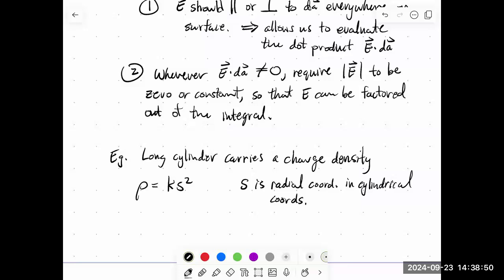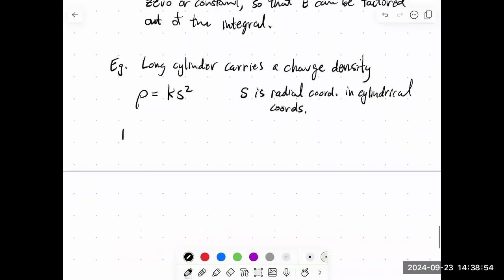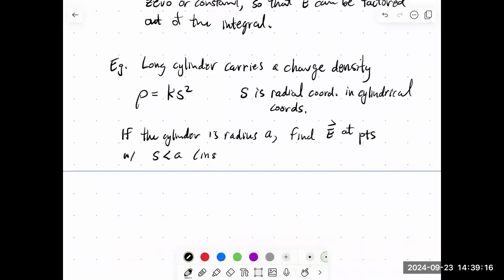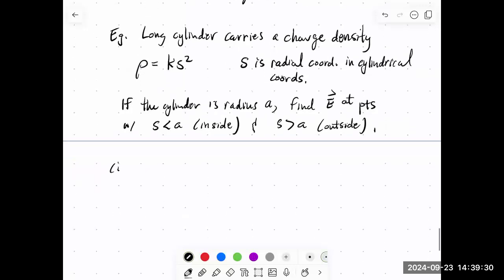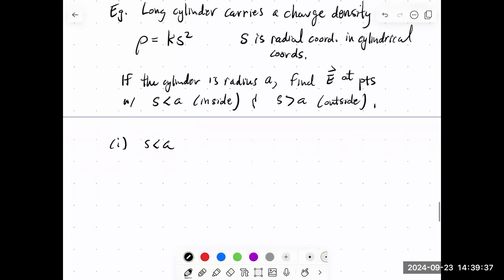So the problem is, if the cylinder is radius A, find E at points with s less than A, so this will be inside our cylinder, and at points for s greater than A, which will be outside our cylinder. Okay. So we'll start with s less than A. All right, so we'll start by drawing our cylinder. And so our cylinder maybe looks something like this.